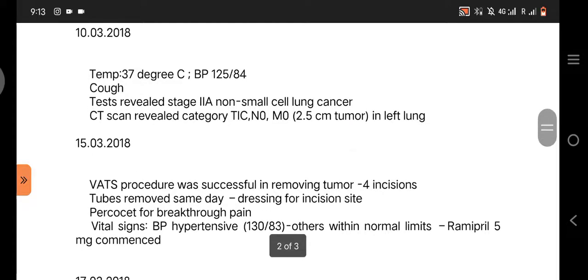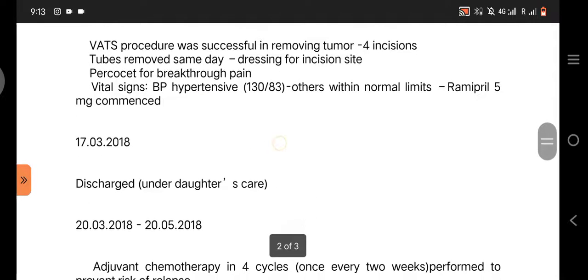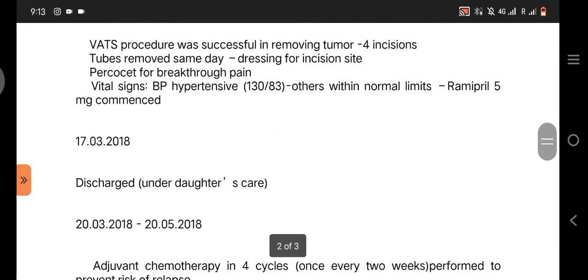Now on 15th he underwent VATS procedure which was successful, and after that he was managed for his pain. His vital signs are given. On 17th this patient got discharged under daughter's care. So this patient got discharged from the hospital and went back to his daughter's place.